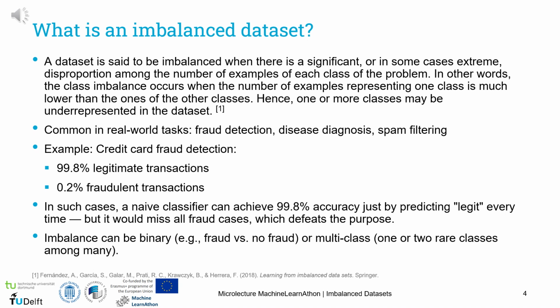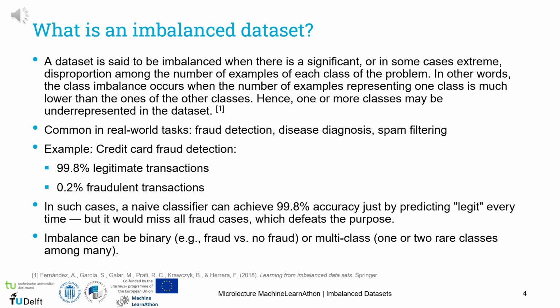So here we have an official definition: a dataset is said to be imbalanced when there is a significant, or in some cases extreme, disproportion among the number of examples of each class of the problem. In other words, class imbalance occurs when the number of examples representing one class is much lower than the ones of the other classes. Hence, one or more classes may be underrepresented in the dataset.